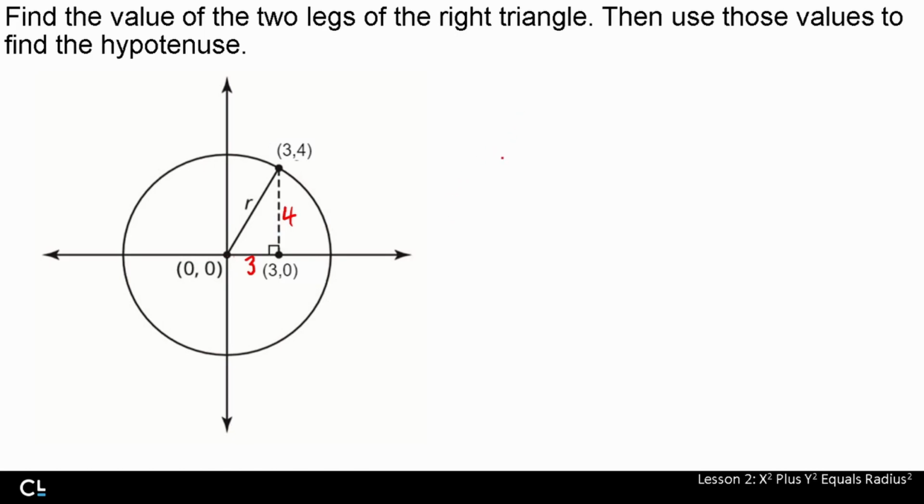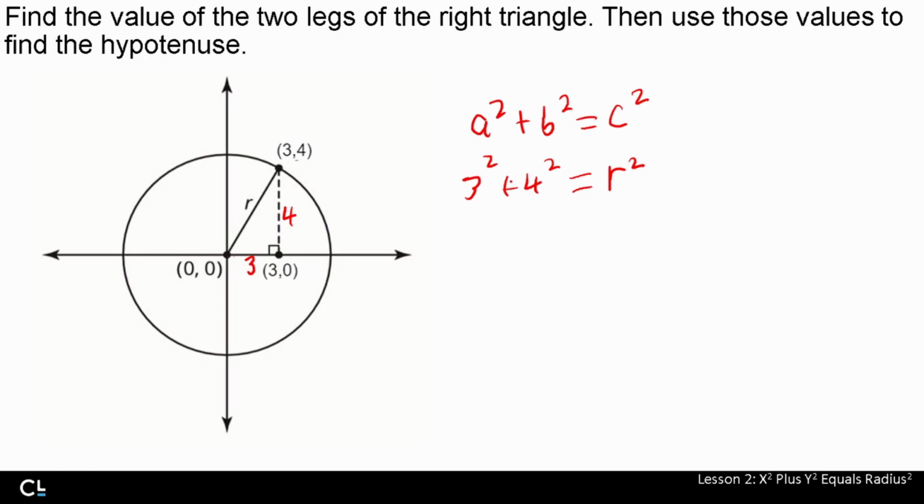So once again, we're going to do what we did in our warm-up here. We're going to use our Pythagorean theorem. a squared plus b squared equals c squared. Remember, a and b are the legs, which is 3 and 4. So we could plug in 3 squared plus 4 squared equals c squared. But instead of having c here, I'm going to swap it out because it says r. So we're going to put r squared.